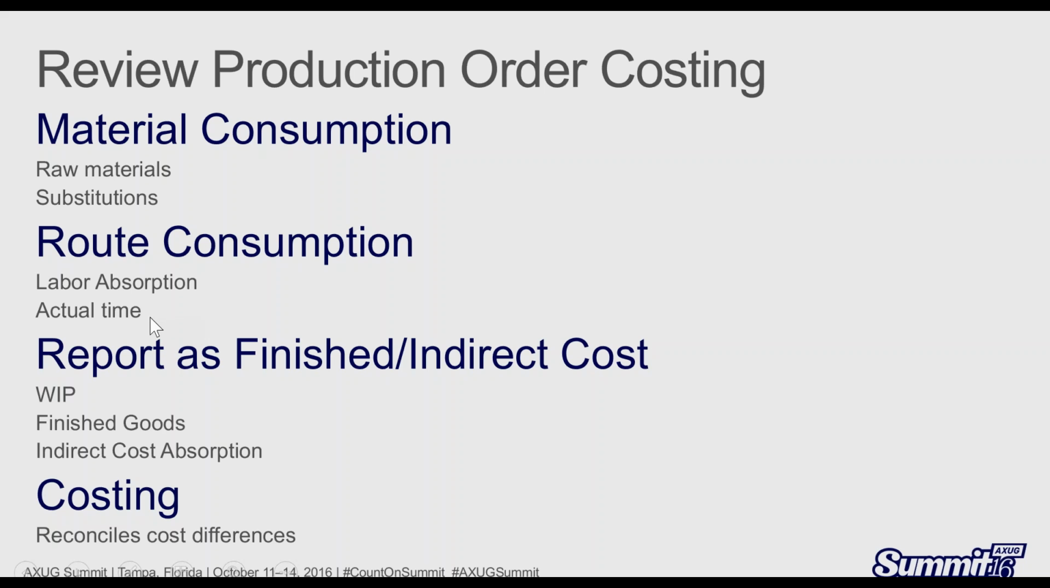Again, if I don't have the costing sheet of my actual time, if I've entered that, then that's going to be posted into the general ledger as well. Report as finished: indirect costs, it's my work in process. Again, that's my finished goods, and it's going to be my indirect cost absorption too at that time. And then my costing is just reconciling my cost differences. It could also be updating costs if it's FIFO.